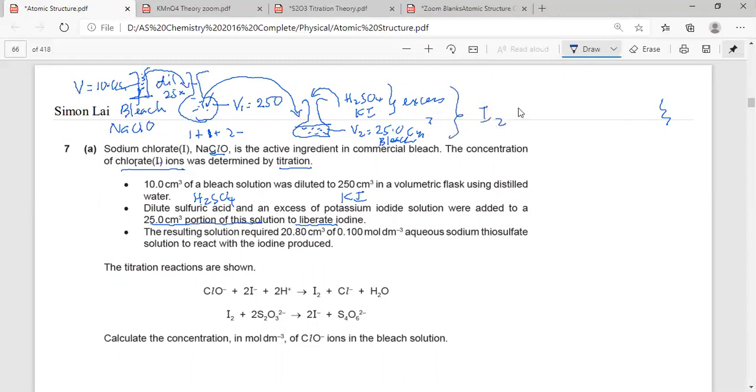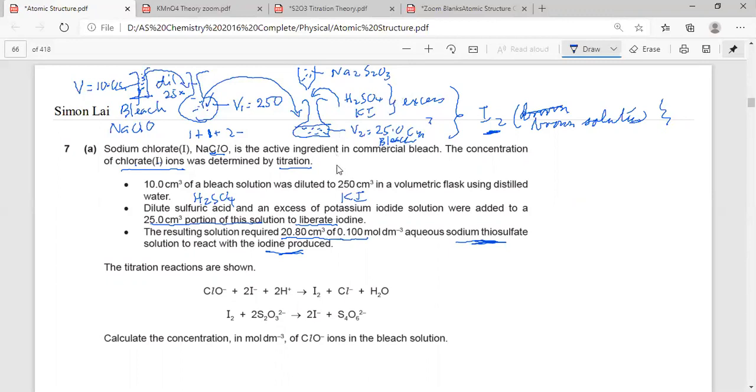And iodine is an orange yellow color, or a brownish color, or dark brown, B-R-O-W-N, brown solution. Iodine. And then what you do? The resulting solution requires 20.8 cm cube of 0.1 M thiosulphate to react with the iodine produced. So this is titrated now with sodium thiosulphate, S2O3.